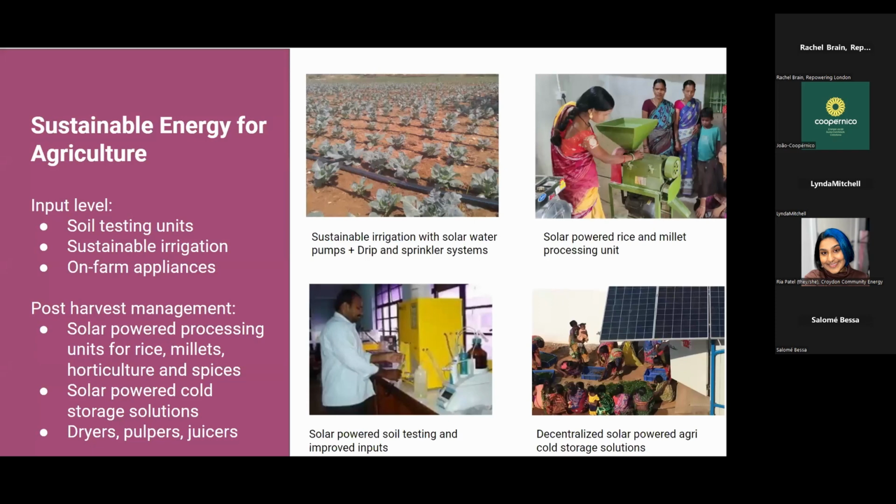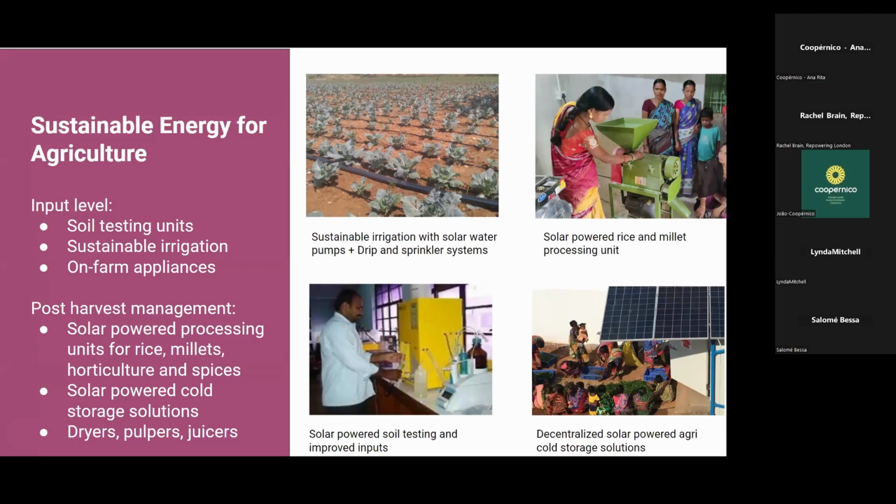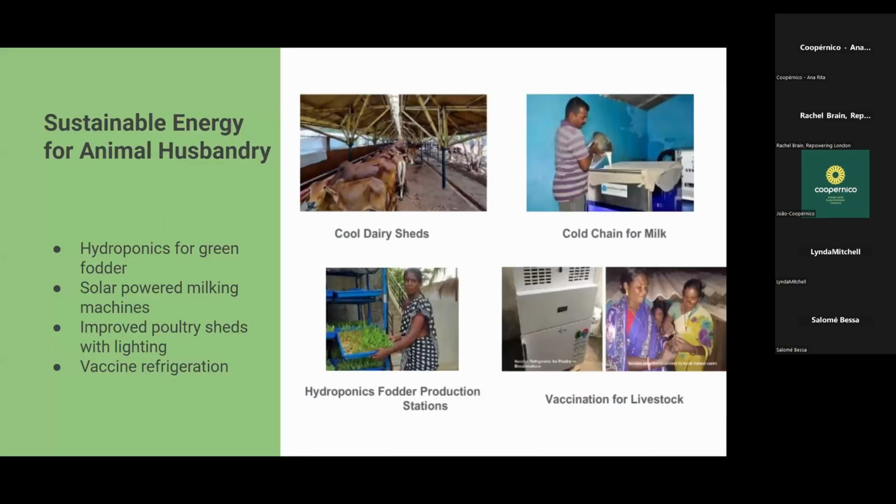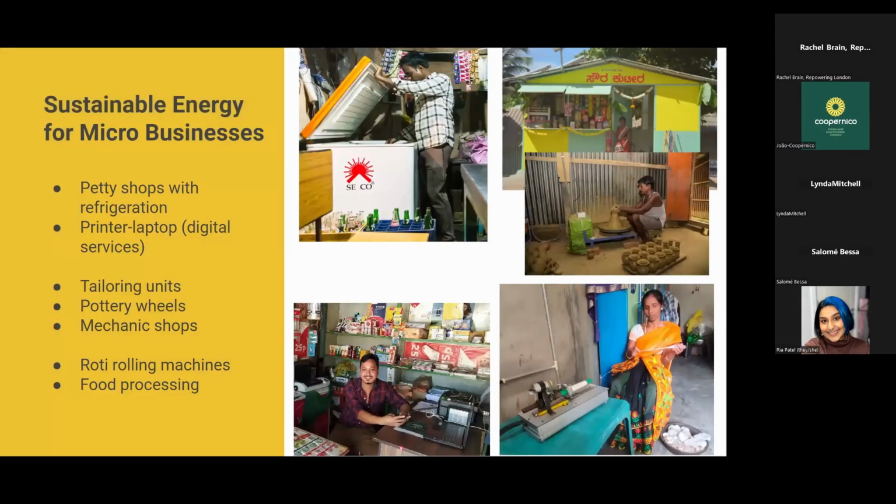This is just to give you an example of some of those solutions, at an input level, solar powered soil testing units so that farmers are better equipped to say, what should my soil have? Sustainable irrigation, where you're not just talking about a solar water pump, but you're combining it with drip and sprinkler systems, or processing units and cold storage solutions for post-harvest management. I already spoke about some of the solutions in livestock. And then when you look at micro businesses, solar-powered refrigerators, manual activities when you're looking at silk reeling, when you're looking at pottery, where is the mechanization in that, and then how do you power that?